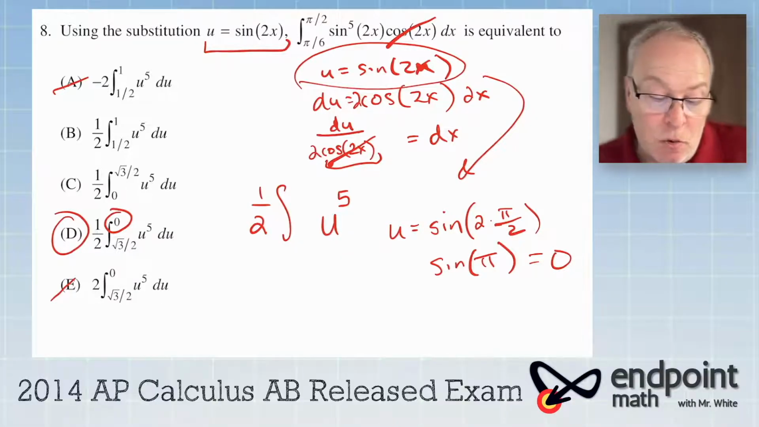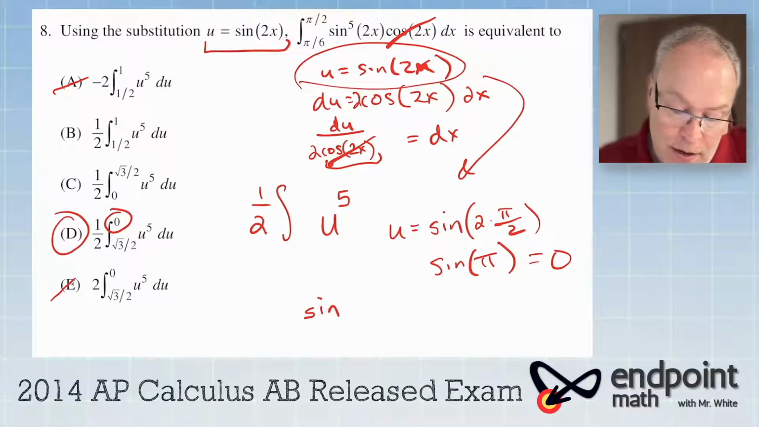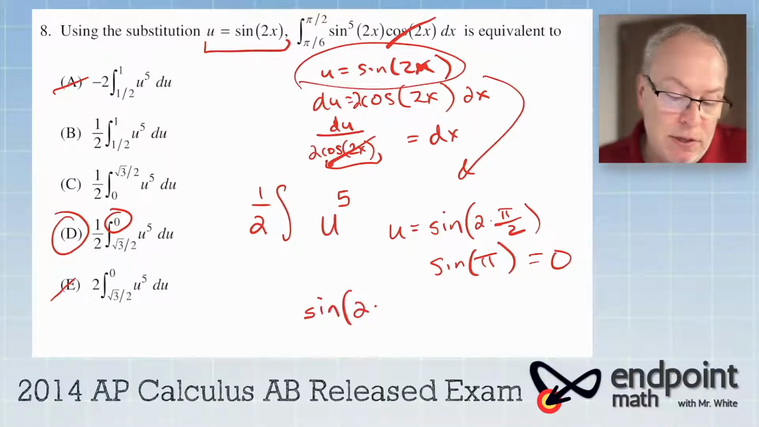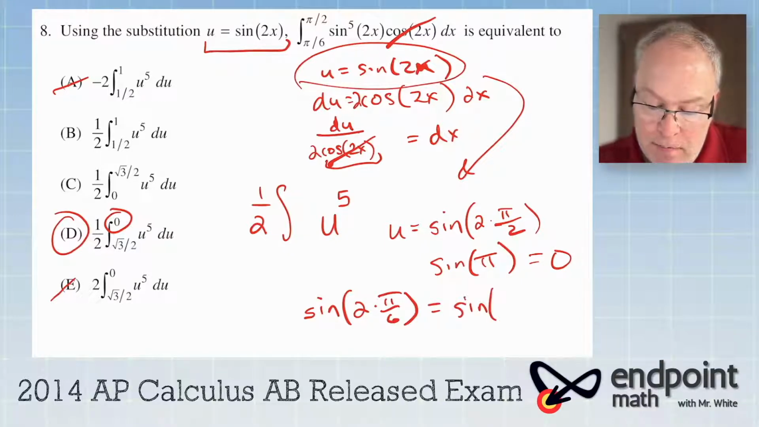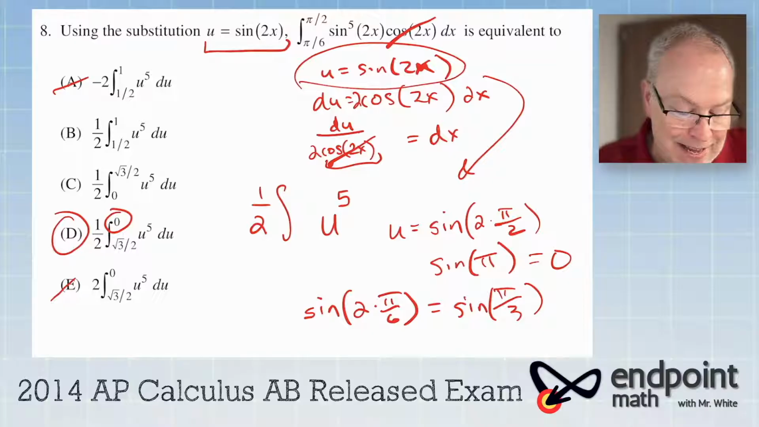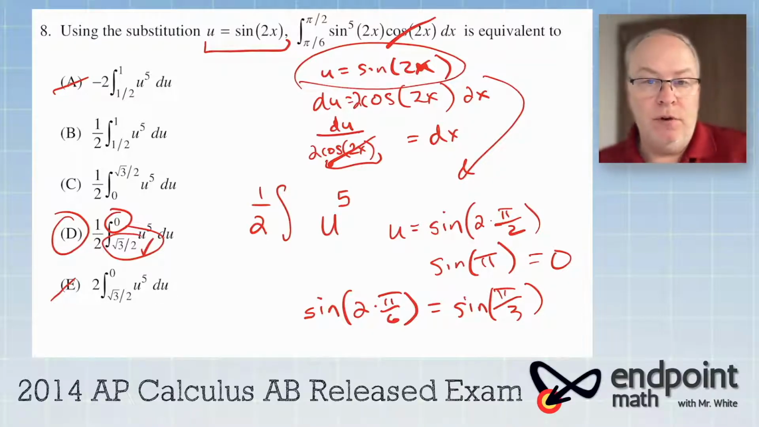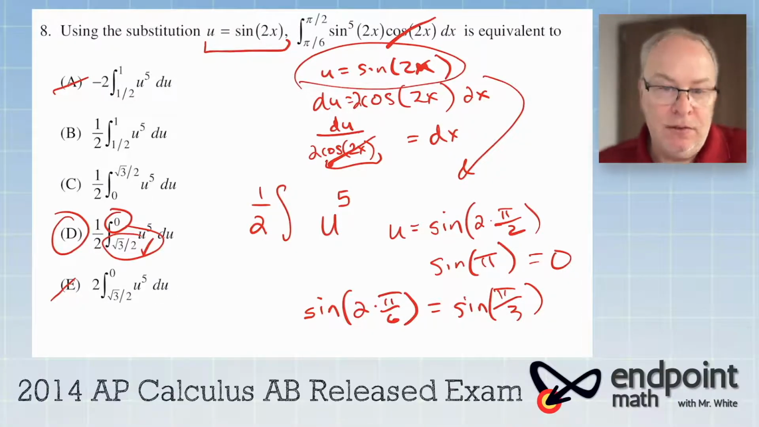But let's just check our work. The sine of 2 times the lower bound, which was pi over 6, is the sine of pi over 3, which indeed is radical 3 over 2. So option D is the answer.